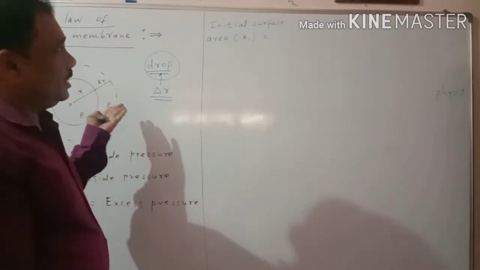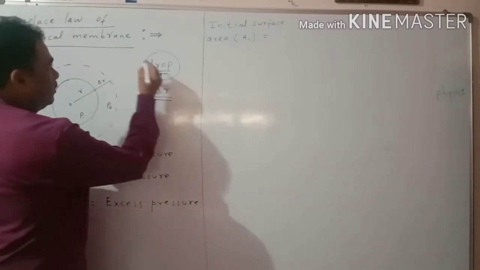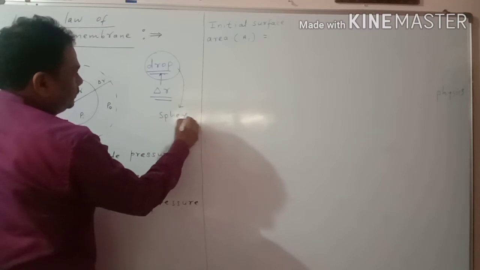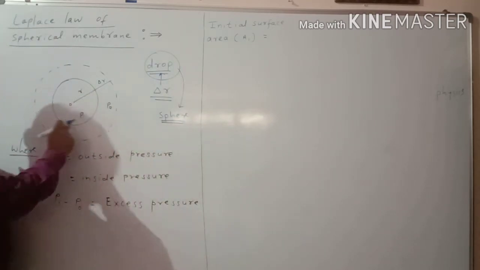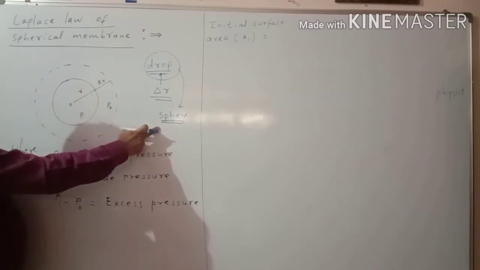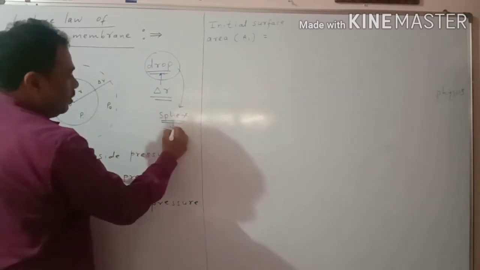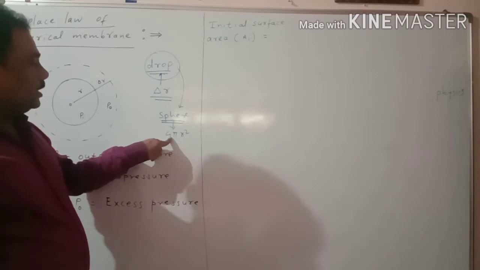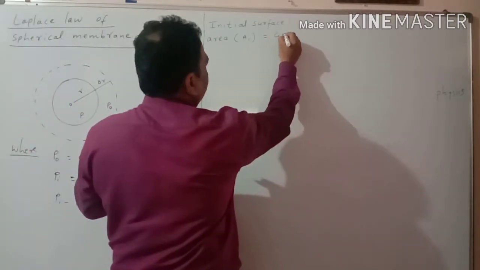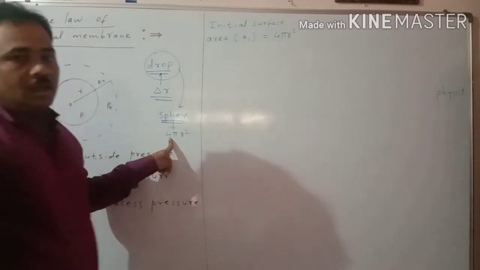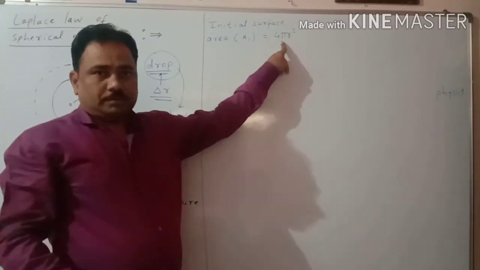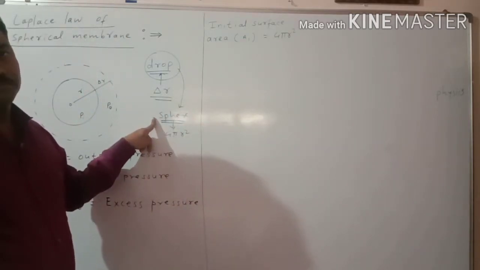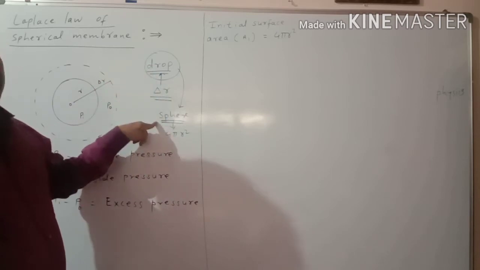And we know the surface area of the liquid drop because this liquid drop is in the form of a sphere. It is in spherical shape, so we know the area of a sphere. The area of a sphere is always 4 pi r square. So that's why we are writing here 4 pi r square. Why am I writing 4 pi r square? Because 4 pi r square is the surface area of a sphere, and these liquid drops are in spherical shape.